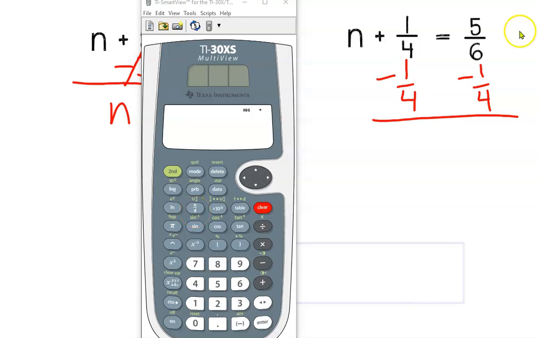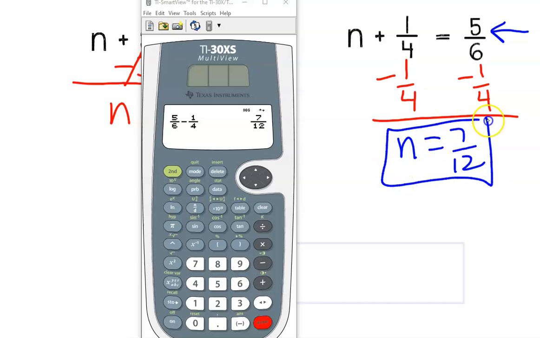I'm going to start first by entering the fraction at the top. 5/6. 5, arrow down, 6. Arrow to the right to press the operation. Subtract 1/4. That's all there is to it. You're done.